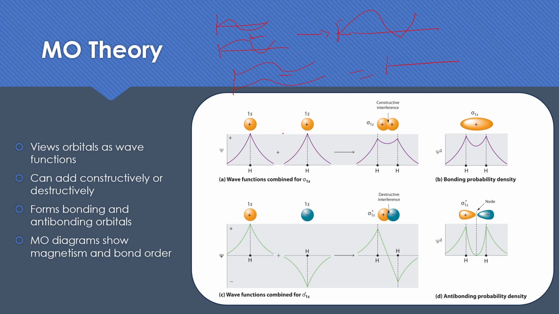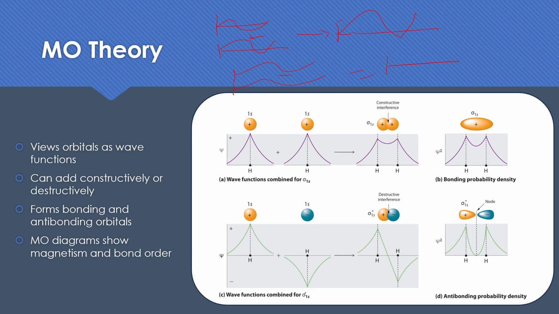If my wave functions add constructively, I make what's called a bonding orbital. If they add destructively, they form what's called an anti-bonding orbital, and the anti-bonding orbital will have a node. So basically your s orbitals and your p orbitals combine to form bonding and anti-bonding orbitals, and from that you fill up the electrons from each element, and you can see the electron configuration for the whole thing.